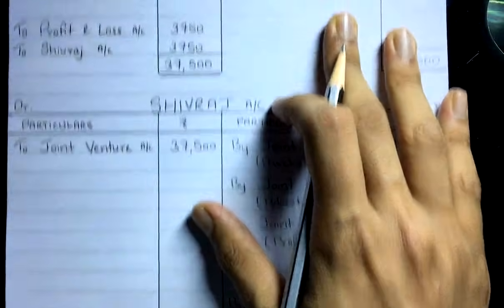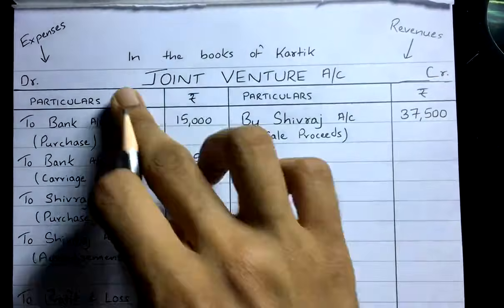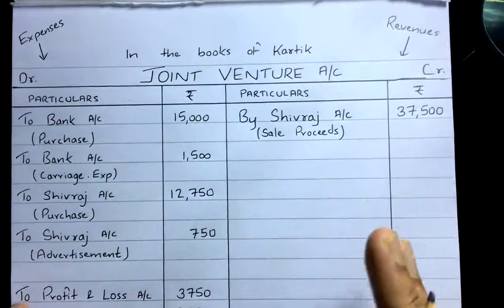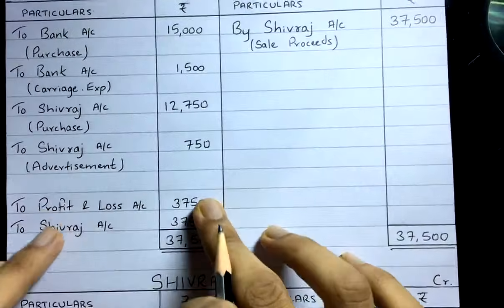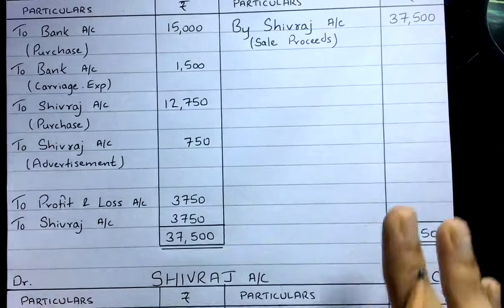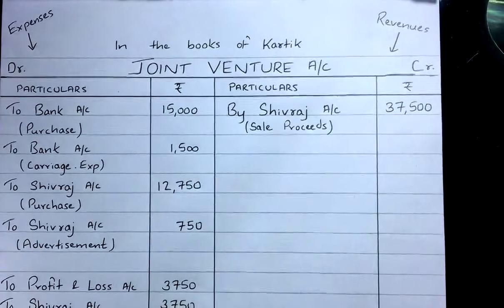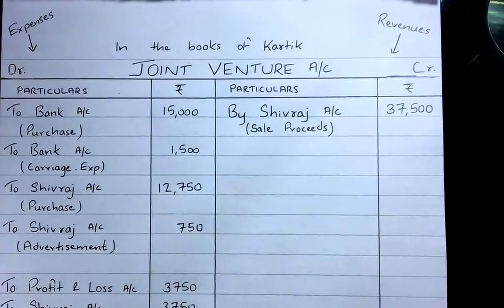It's very simple. So the joint venture account is also very simple. You record all the revenues on the credit side and all the expenses on the debit side, and at last you will get the profit, and then you have to share the profit in the agreed ratio, whatever is given in the question. So this is how you do the ledger accounts of joint venture. Simple, right? It's very easy, I know.